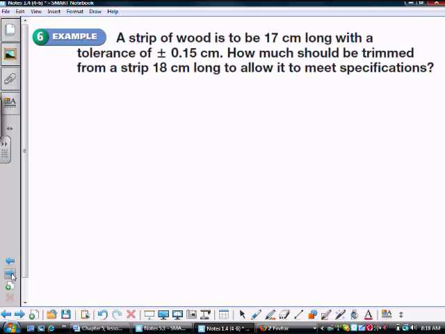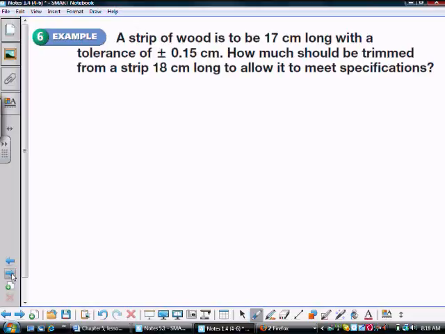All right, then you have a couple of word problems with inequalities. A strip of wood is to be 17 centimeters long with a tolerance of 0.15 centimeter. That means it doesn't have to be exactly 17 centimeters long. It can be 17 centimeters, 17.15 centimeters is how long it could be. Or it could be 16.85 centimeters, or somewhere in between. So that's what that tolerance means.